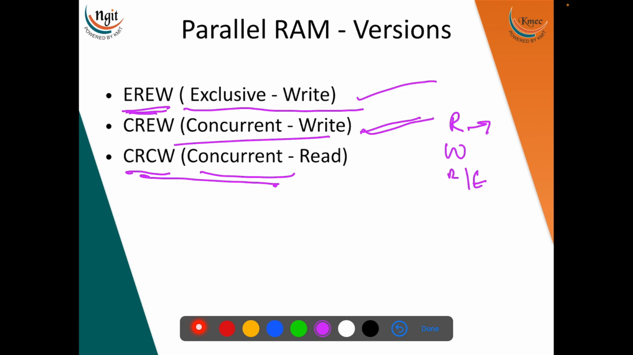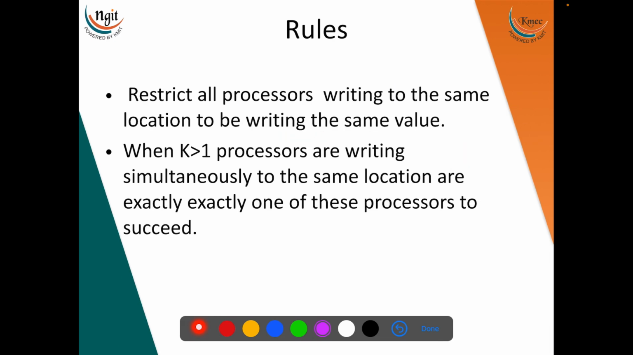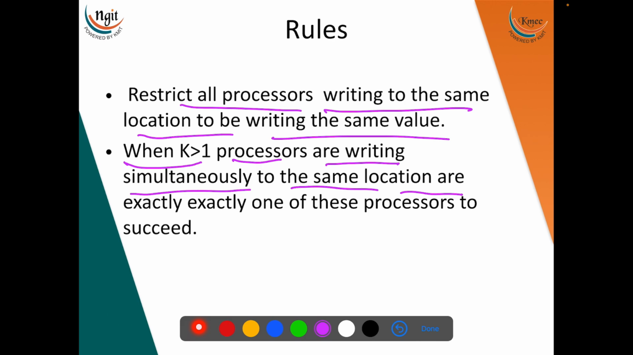The method of resolving write conflicts varies, but the two most common methods define the model based on one of the following rules. Restrict all processors writing to the same location to be writing the same value, or, when k is greater than 1 processors are writing simultaneously to the same location, exactly one of these processors succeeds. So these are the rules to follow when you are working with parallel programming computation. Models are different, computation is different. Models, we were talking about the four models.